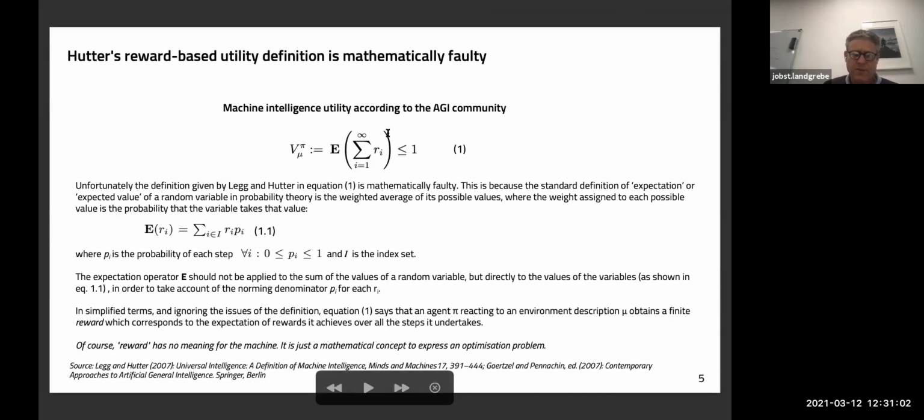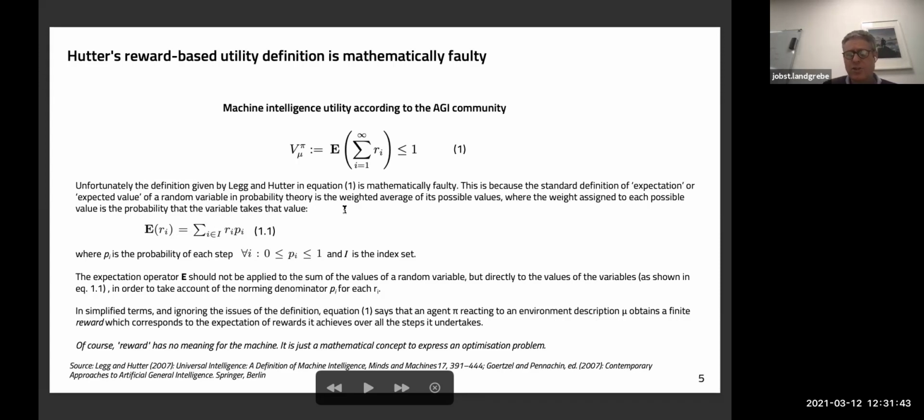Here you see that the definition is, first of all, mathematically faulty because it defines an expectation. It uses an expectation operator. But a classical expectation operator is defined as the sum over the product of the reward times the probability. Of course, they want to apply the probability here as well, but it should be applied not to the sum, but to the sum of the rewards multiplied by probability. So this is redundant. You cannot apply an expectation operator which already contains a sum to a sum. It makes no sense.